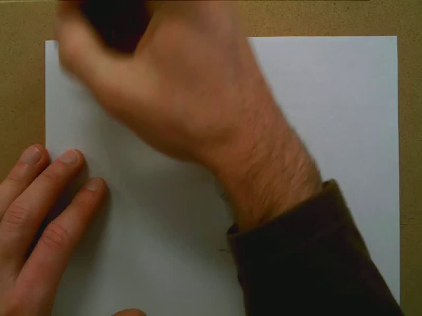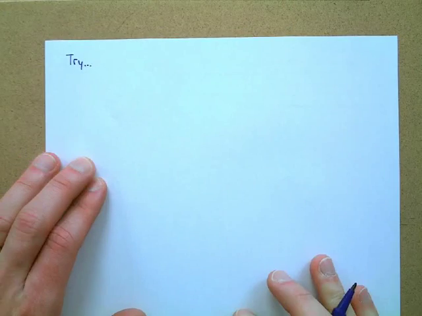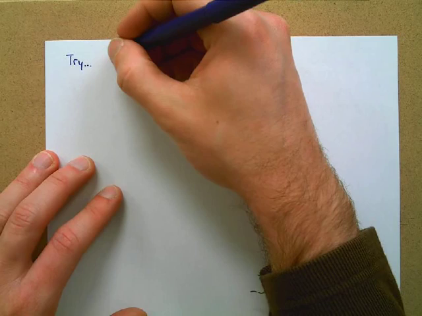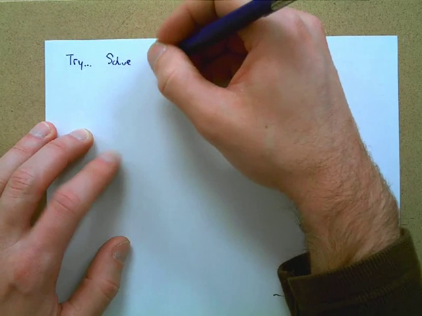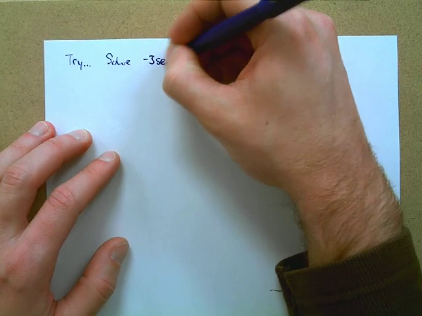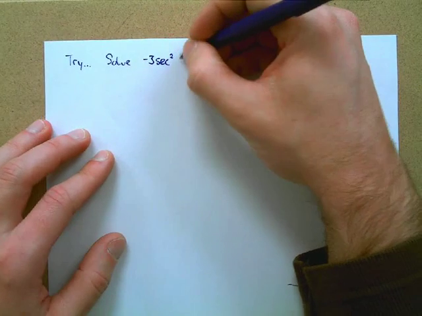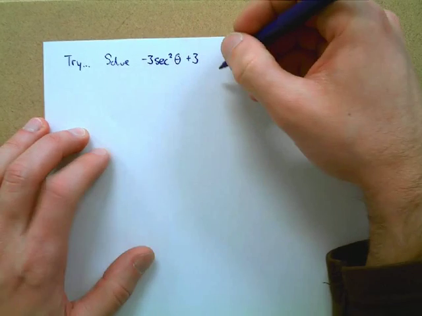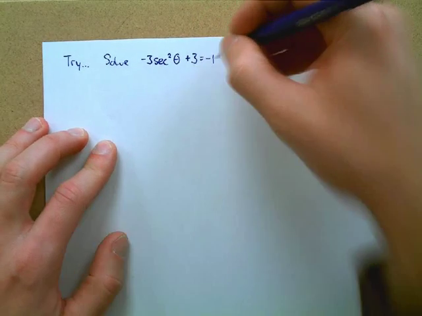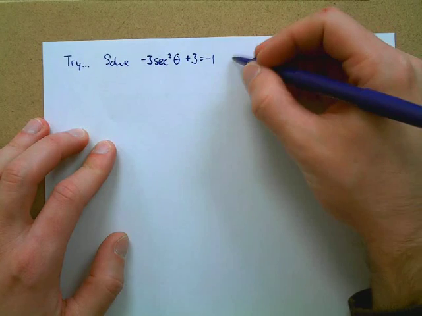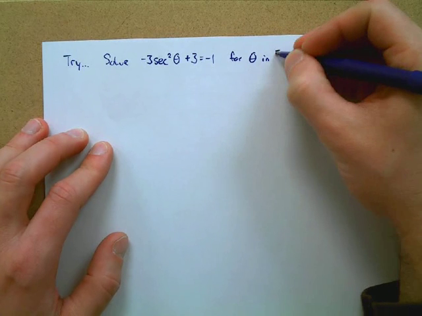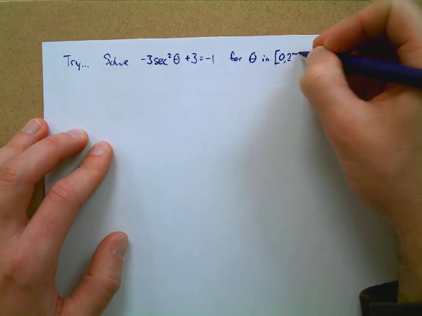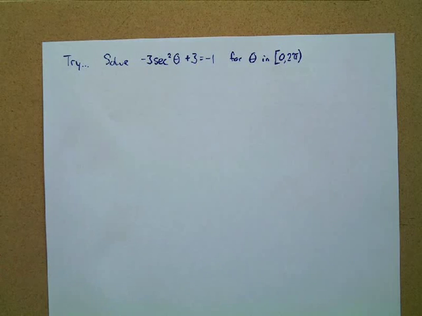Again, same directions. Solve -3 secant squared of theta plus 3 equals -1 for theta, and again from 0 to 2 pi. Let's go ahead and try and solve that.